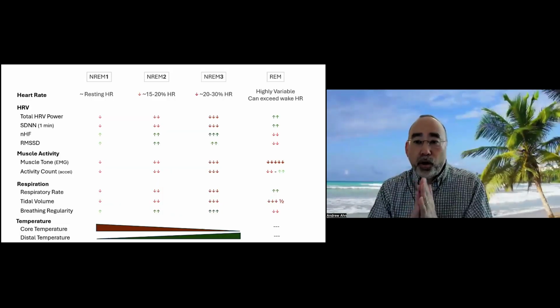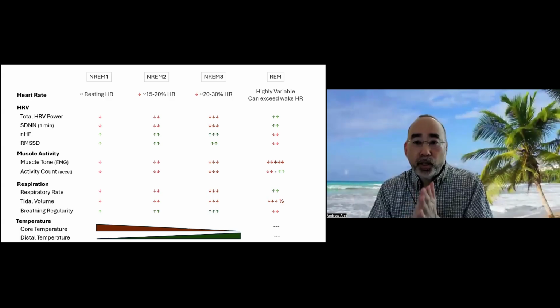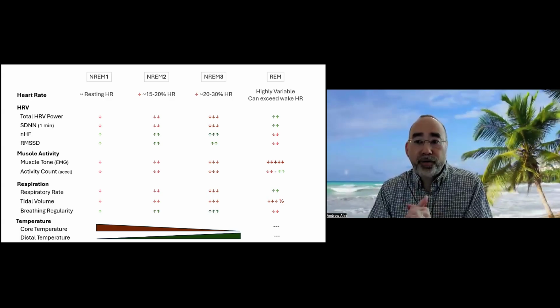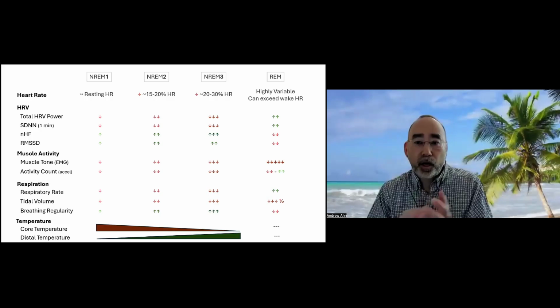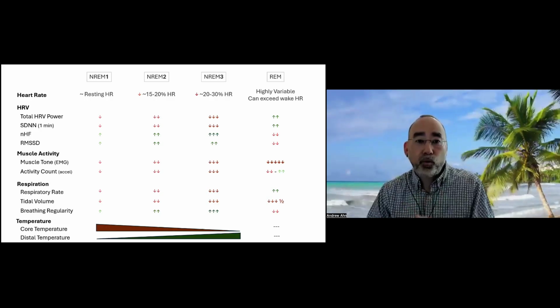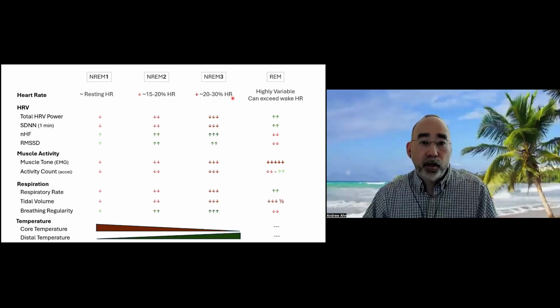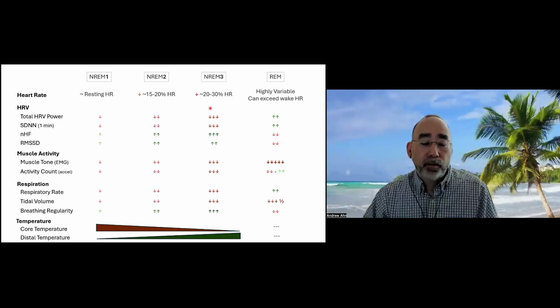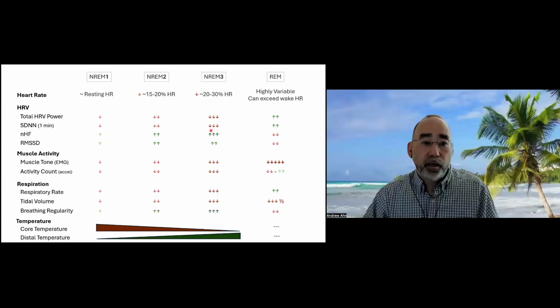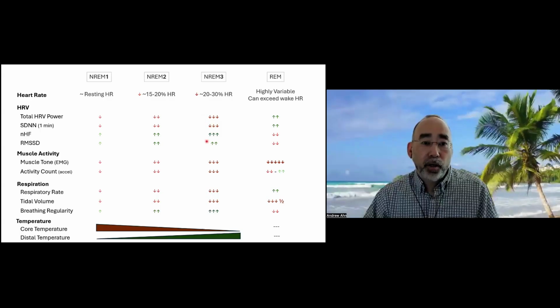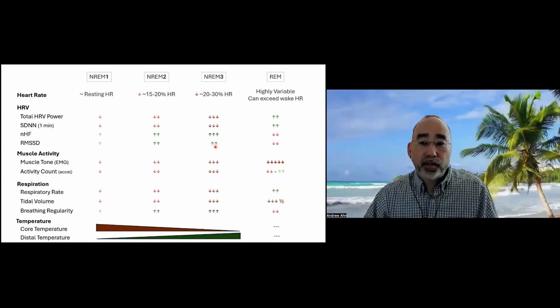So, if you are a wearable device and you're relying on heart rate variability and movement, like Garmin and Fitbit and Apple, what do you look for? For non-REM sleep, you are focusing on a reduction of heart rate. You're seeing a reduction in SDNN or total power, and an increase in the normalized high frequency or the RMSSD.